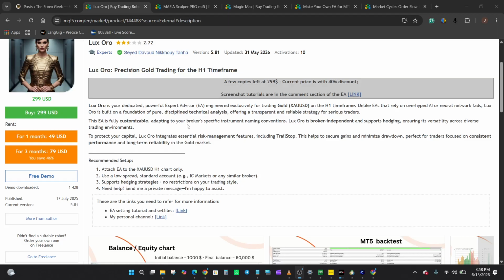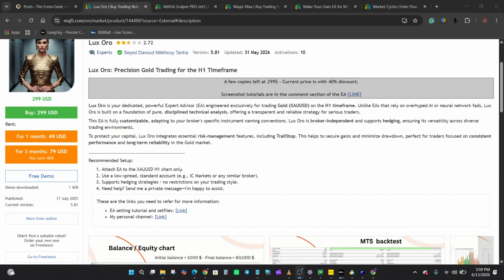This can be useful because many brokers use slightly different symbol names for gold, and having flexibility in setup can make installation easier. Another feature mentioned on the page is broker independence, meaning the EA is designed to work across different brokerage environments. Support for hedging is also listed, which may be important for traders whose accounts allow hedged positions.